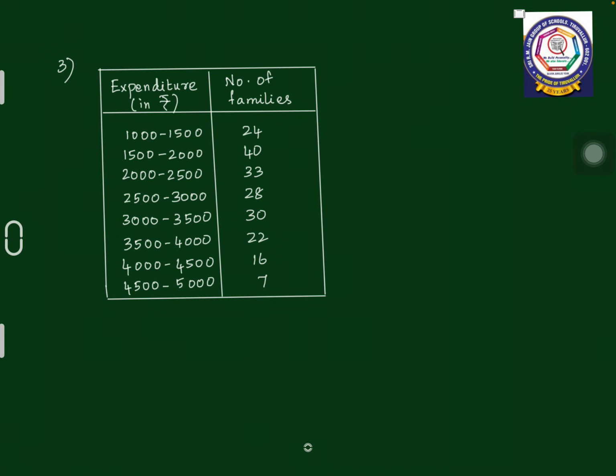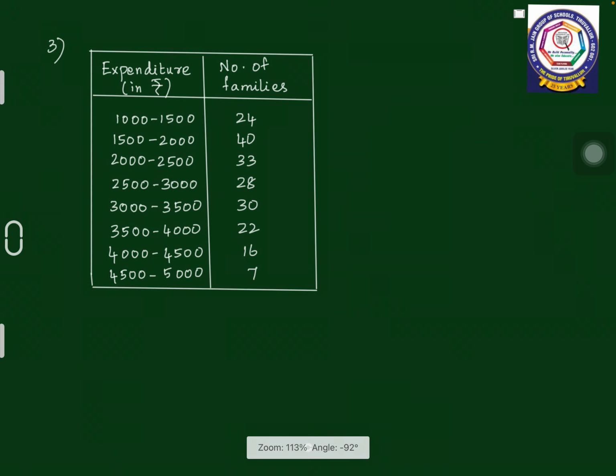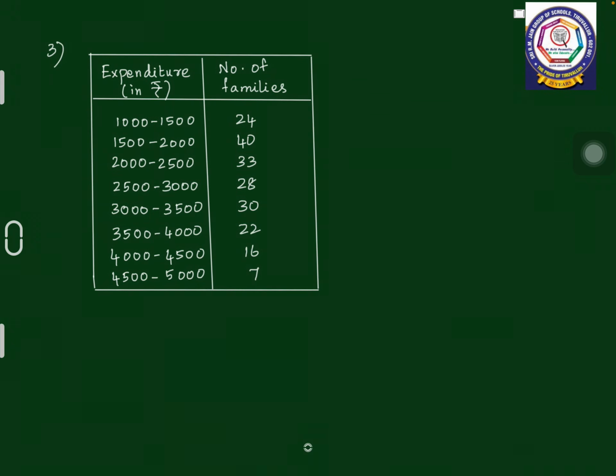Let us see one more problem where you have the expenditure and the number of families. What is given? The following data gives the distribution of total monthly expenditure of 200 families. How many families have they given? 200 families. You have to find the mean monthly expenditure. What are you supposed to find? Find the mean monthly expenditure.